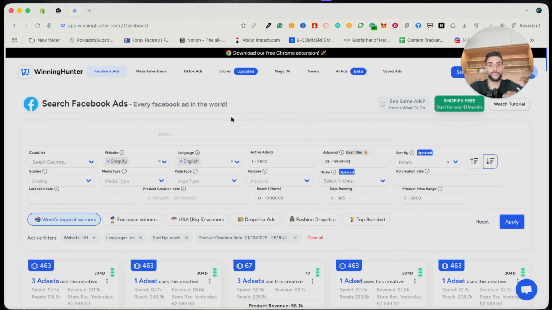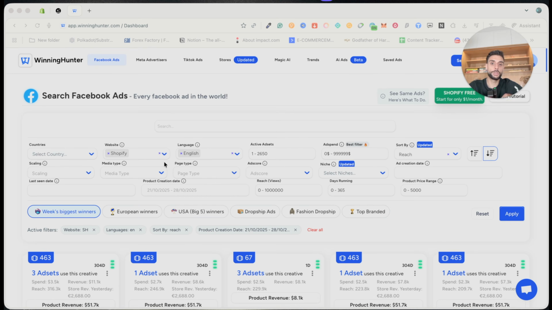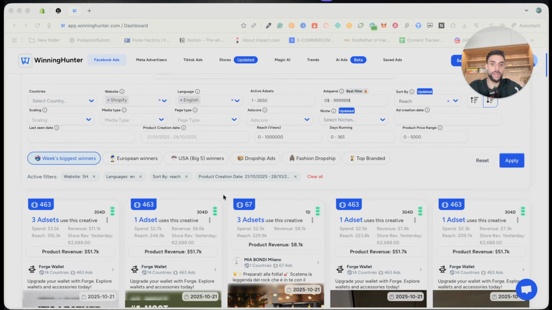Now, the best way to find a product that has high perceived value or high perceived demand, that you can sell a higher perceived version of, is by going to an ad spy tool like Winning Hunter. The reason why Winning Hunter is crucial is because it's going to show us what's currently happening live on the Facebook ads platform. So we're not guessing, we're not assuming, we're looking at live data. And we can also customize the way we look at this live data. So this is now showing me the ads this week that are doing the best.